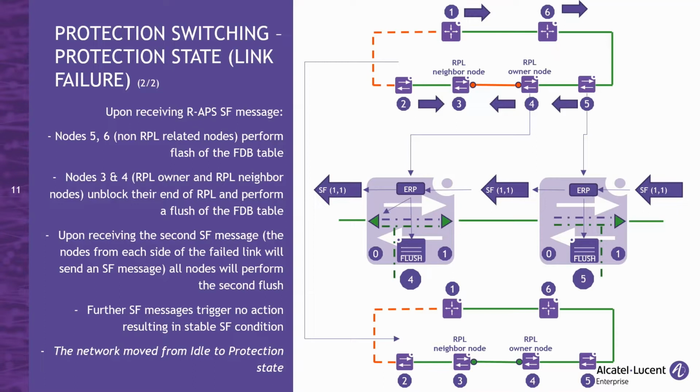Nodes 1 and 2 will continue to periodically send SF messages as long as the link failure persists, but other nodes will not react upon receiving them, as those messages will carry node and port IDs already known to ring nodes. The network is now in stable SF condition.